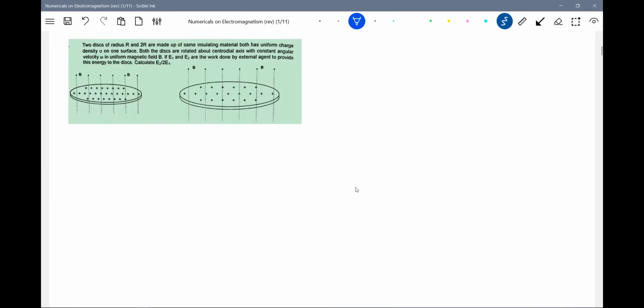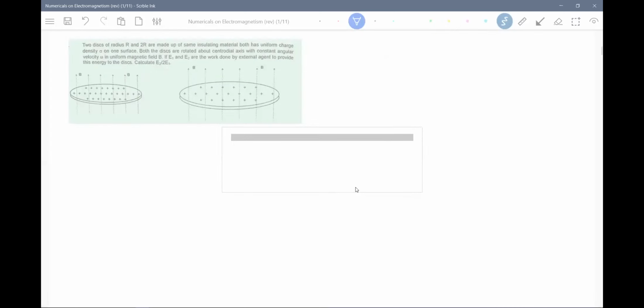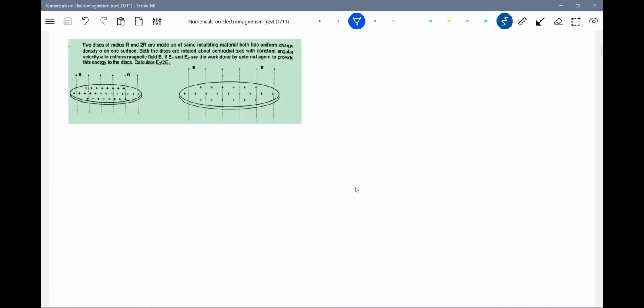Let's see how. Read the question. Two disks of radius r and 2r, made of the same insulating material, both have uniform charge density sigma on the surface. Sigma is what I'll indicate. They're having radius 2r and radius r. These are the radii, with the same charge density.